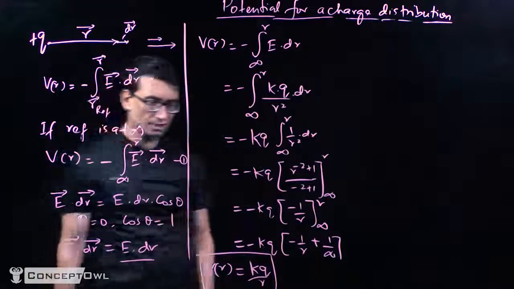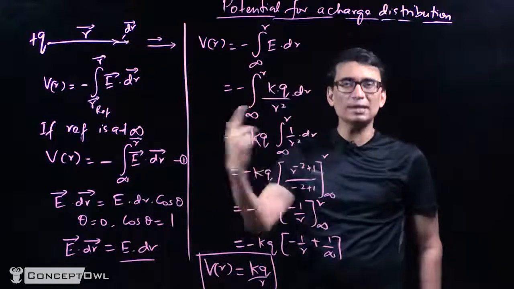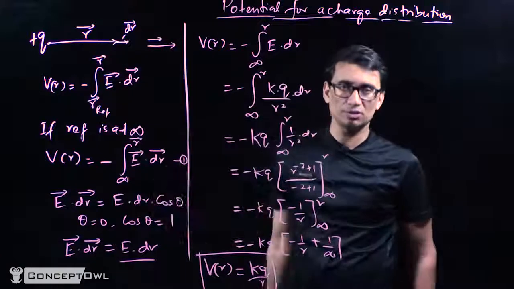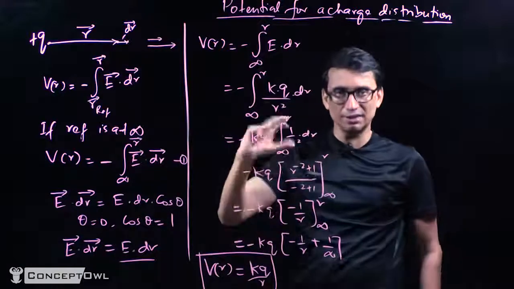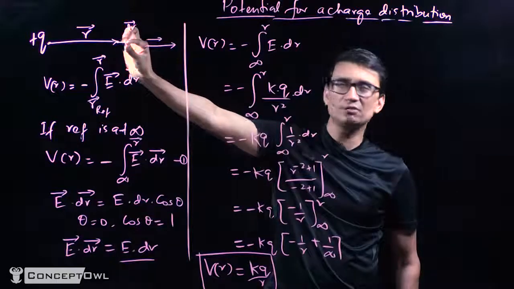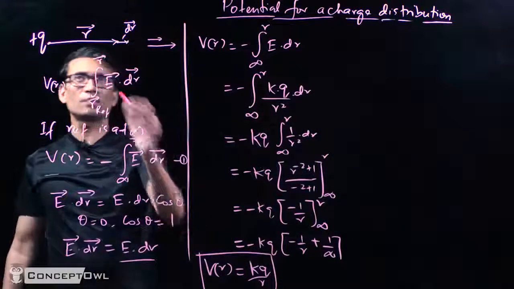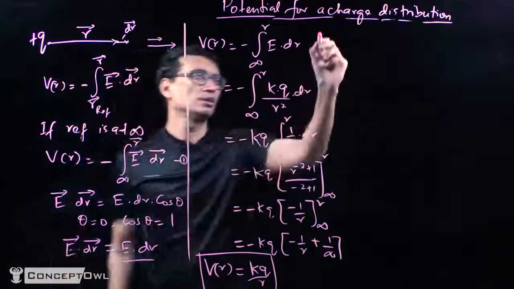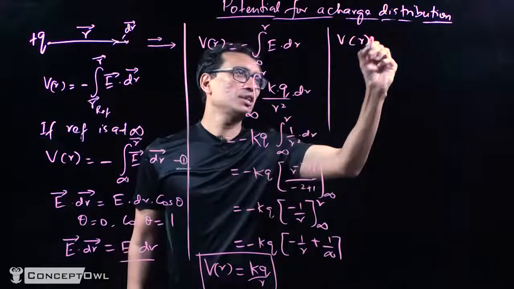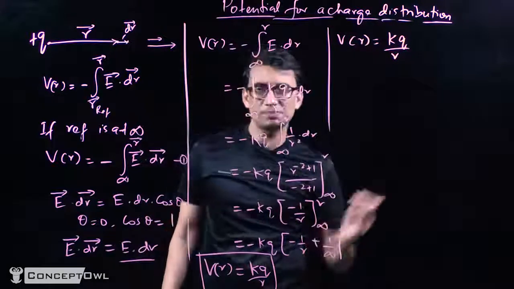Compare with the electric field, which was kq upon r square, the magnitude, and then it had a direction. The direction was along the radius. So it would be kq upon r square into a unit vector which is along the radius. So this result, let me write this here somewhere so we can see this carefully. So potential at r is equal to kq upon r. Very, very simple and a very beautiful result.